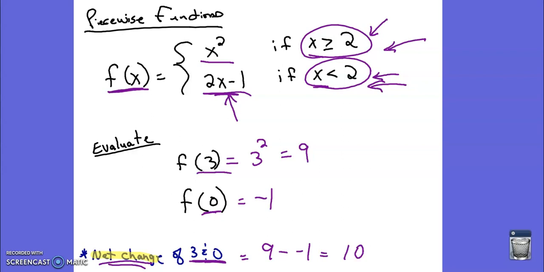If you actually graph this, you can see the difference, the value between the y range. This is 9 high. Remember, this is the point 3, 9, right? And this is the point 0, -1. So you can see the difference on the y. There's a 10 difference. It's the net change.